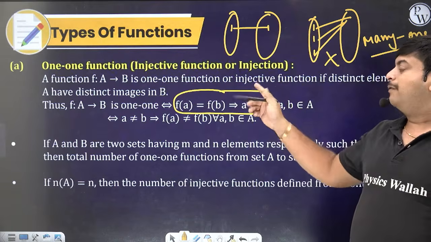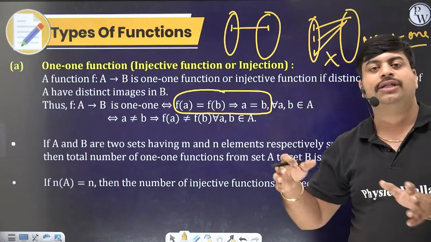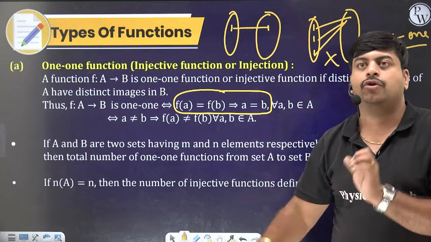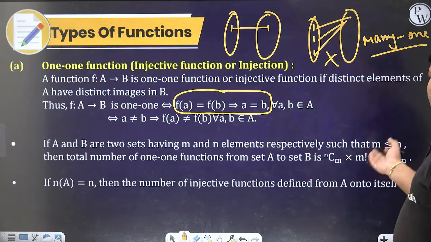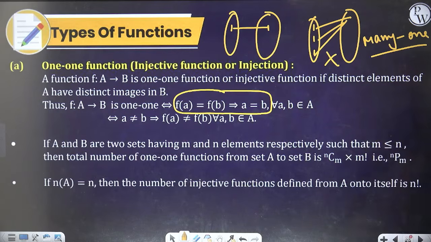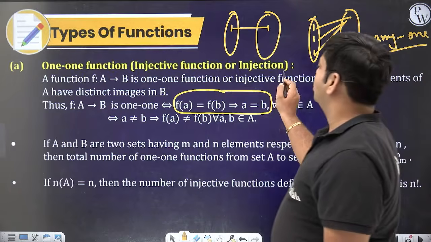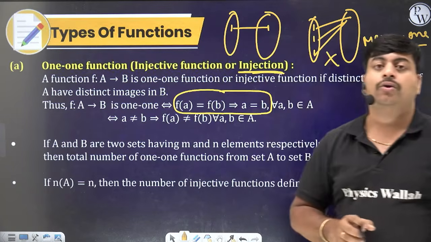So this is the principle we'll be using to prove whether a function is 1-1 or not. And we have a few formulas to find how many 1-1 functions there will be. A 1-1 function is also called an injection.